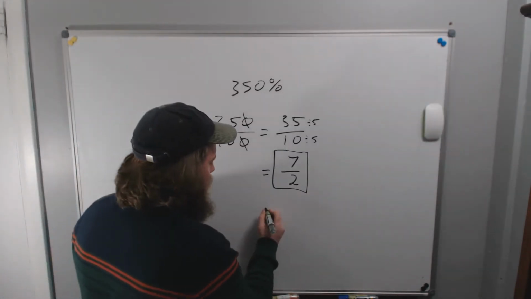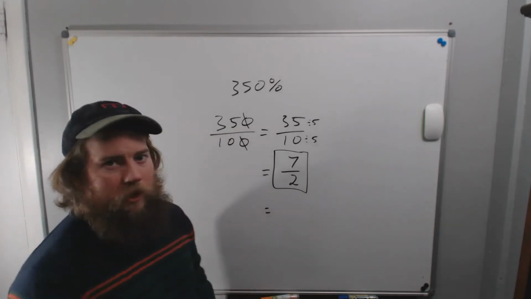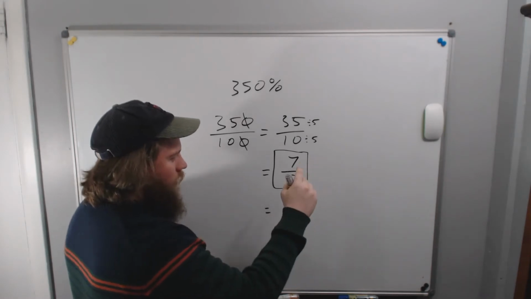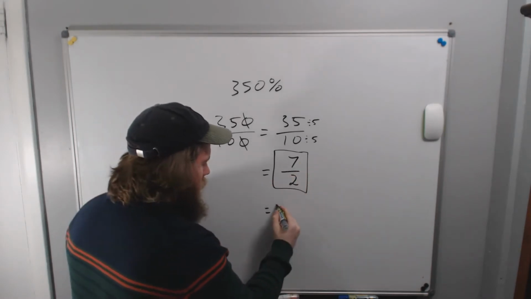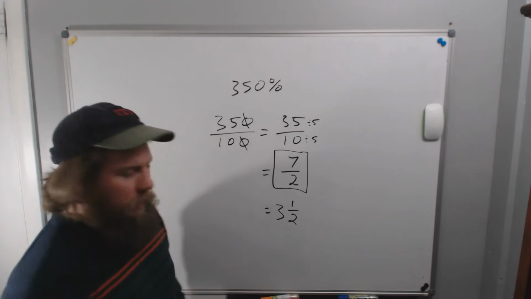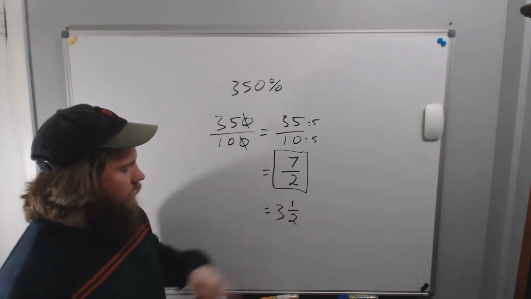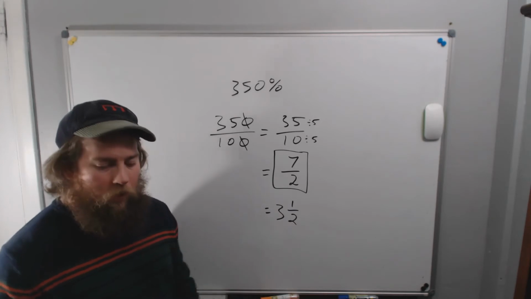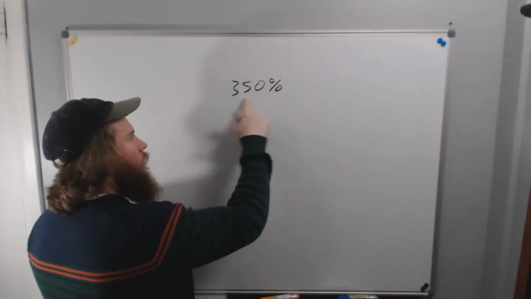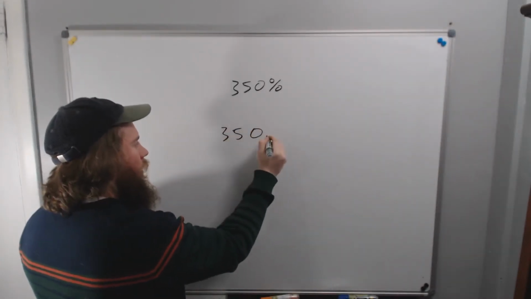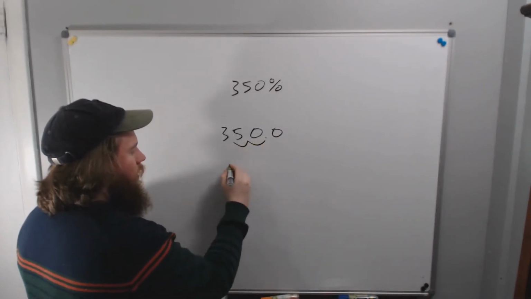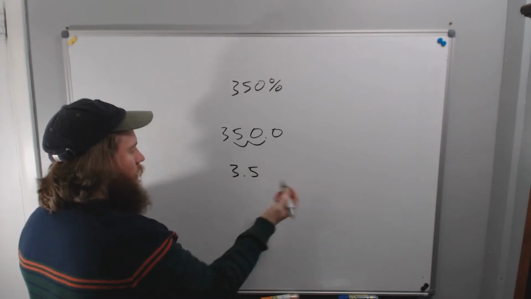Just for fun, let's go ahead and turn it into a mixed number. Okay. So 2 goes into 7 3 times. And there is 1 left over. So we have 3 1/2. Okay, so either of these are fine. 7 over 2 or 3 1/2. Both perfectly acceptable. All right, so now let's do the decimal. 350%, so 350. The decimal is right there. So like we said, we're moving the decimal over 2 places. So we end up with 3.500 if we want.